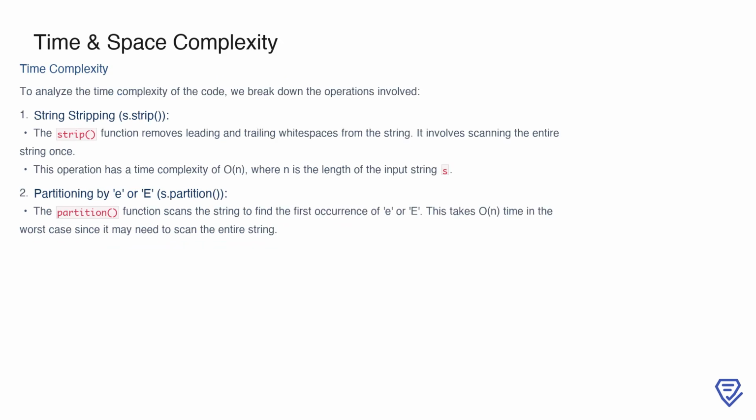To begin analyzing the time complexity of our solution, let's break it down step by step. First, we have the string stripping operation. The strip function scans the input string s to remove any leading or trailing whitespace. This requires examining each character in the string, resulting in a time complexity of O(n), where n is the length of the string. Next, the partition function is used to divide the string around the first occurrence of e or E. This also involves scanning the string, and in the worst case, it may need to traverse the entire input, which again results in O(n) time complexity. Together, these operations prepare the string for further validation efficiently.